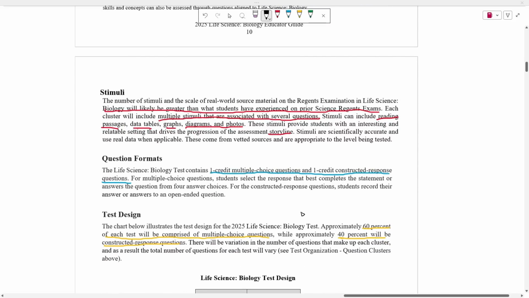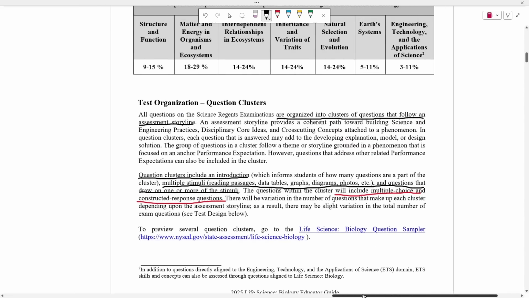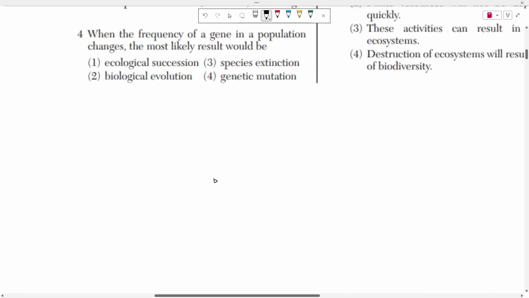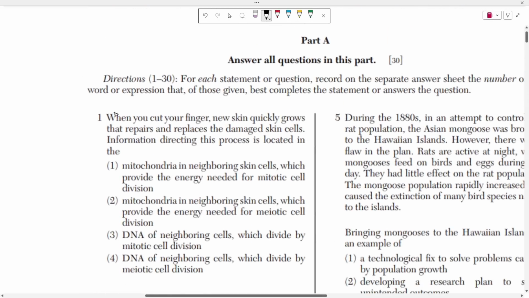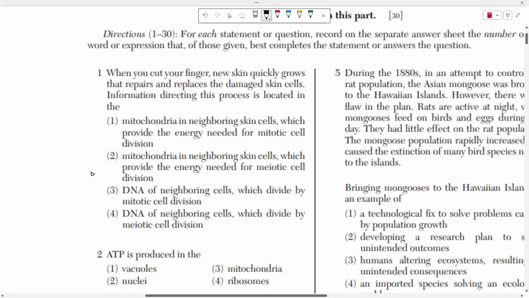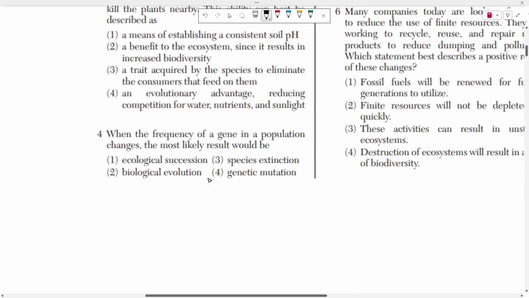Okay, so let's talk about the difference between this exam and the previous Living Environment Regents exam. So here I have a copy of an old Regents exam. This is the test that's going to be replaced. You can see here how the questions are not in clusters, right? The questions are not related to one another. Number one is number one, number two is number two. They don't follow a similar storyline. They're about two different things. This one is about DNA, this one's about mitochondria, this one's about an ecosystem, this one's about evolution, right?